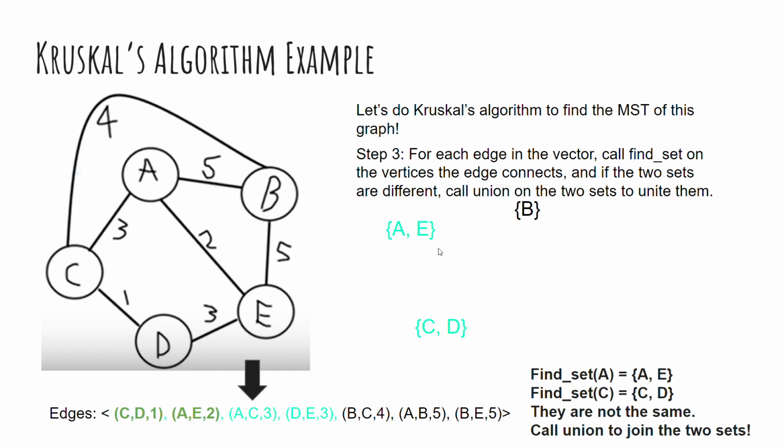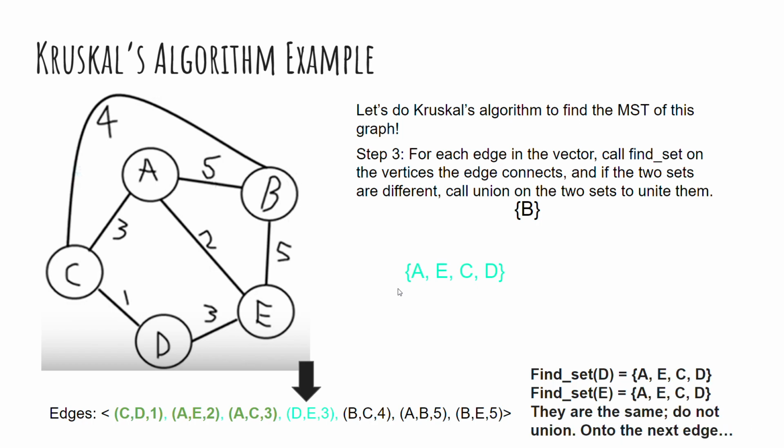Alright, so let's now jump to look at the third edge. So the third edge is from vertex A to vertex C of length 3. And so when we do find set on A, we get that the find set of A is basically AE, and then the find set of C is CD, and as these two are not the same, we'll again union them. So when we union them, we get AECD as one big cluster.